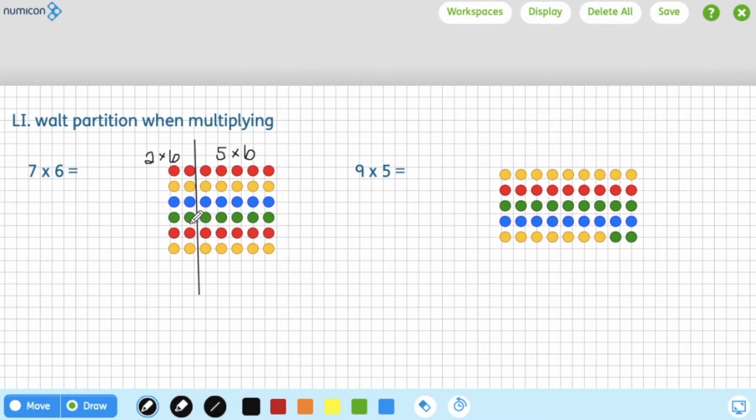Okay, so what I've done is instead of having one great big array, I've partitioned it, or split it, into 2 separate arrays. And all I'm going to do is I'm going to solve one and then solve the other one, and then I'm just going to add them together because I haven't taken any away. None of my bits of my array have gone anywhere. I'm just looking at it now as 2 separate things.